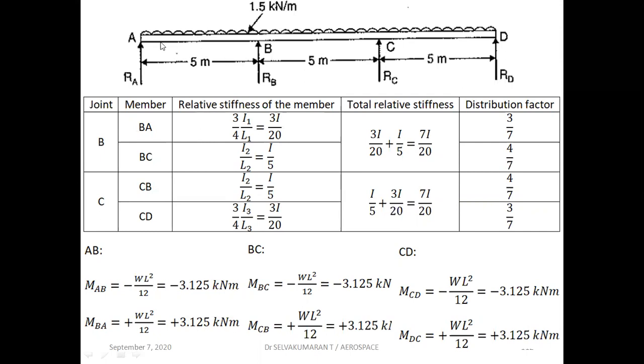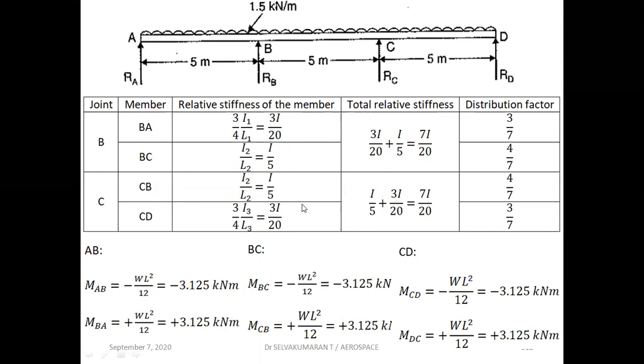BA, A is a simple support, so 3 by 4 I by L. BC, beyond C we are having a support, so I by L. So CB, beyond B we are having a support, so I by L. CD, D is a simple support, beyond D we don't have any supports, any beam, so 3 by 4 I by L. Substitute here, I1 is equal to I2 is equal to I3, L1 is 5, L2 is 5, L3 also 5.